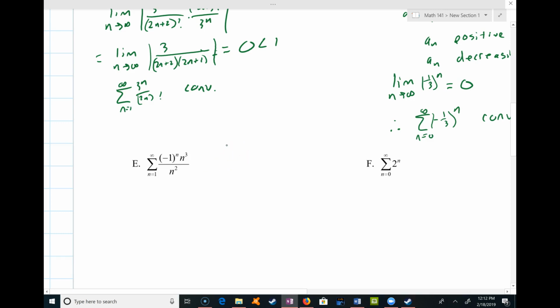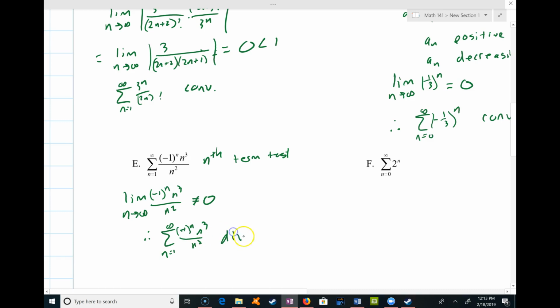Actually, we could just take the nth term test. Limit of -1 to the n times n cubed over n squared as n approaches infinity goes to, well, it does not equal 0. Therefore, this thing diverges. It's supposed to be -1 there.